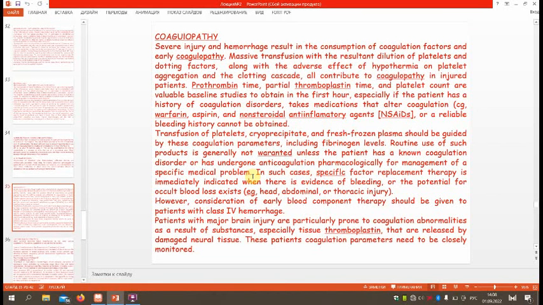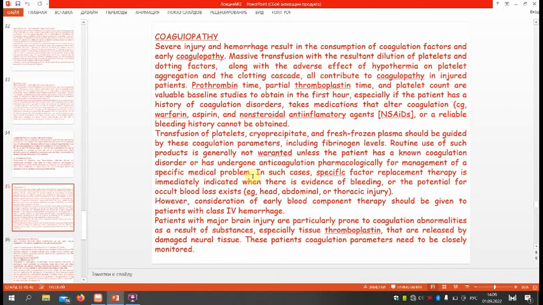Coagulopathy. Severe injury and hemorrhage result in the consumption of coagulation factors and early coagulopathy. Massive transfusion, with the resultant dilution of platelets and clotting factors, along with the adverse effect of hypothermia on platelet aggregation and the clotting cascade, all contribute to coagulopathy in injured patients. Prothrombin time, partial thromboplastin time, and platelet count are valuable baseline studies to obtain in the first hour.